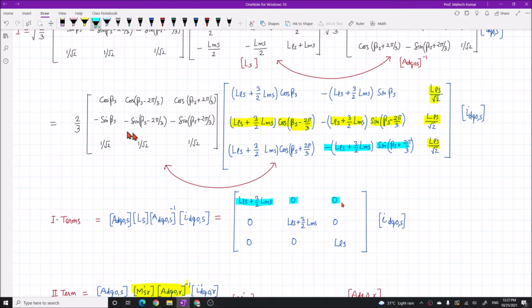Then you go for the second row, so second row into first column is 0. Second row into second column is LLS plus 3 by 2 LMS. The second row into third column is 0 again. The third row into first column is 0. The third row into second column is 0. The third row into the third column is LLS. And this is IDQS.